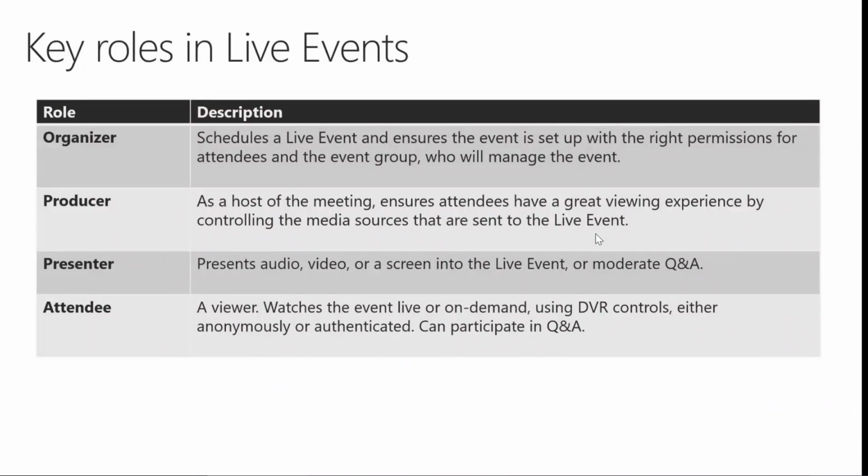So there are 4 roles that you need to be mindful of. Typically, ideally, there are 3, but officially you could call it 4 roles. Organizer is someone who schedules the live events. When you're scheduling a live event, there's no such thing as an organizer role. There are only 3 roles: producer, presenter, and attendees. The person organizing a live event is automatically granted the producer role. And we'll talk about those roles as we go.